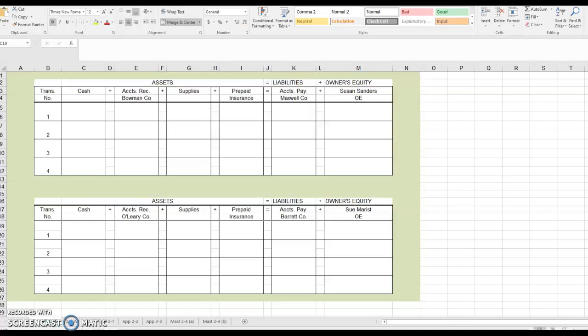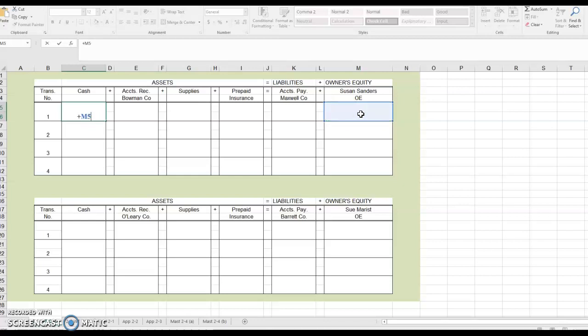The first transaction is receive cash from sales. Okay, sales are our revenue, our owner's equity. So first we're going to look. These are all the accounts we have. If we receive cash, we're going to break this down into two parts. If we received cash, cash would be increased. Sales is an increase to our overall equity. So owner's equity would be an increase.